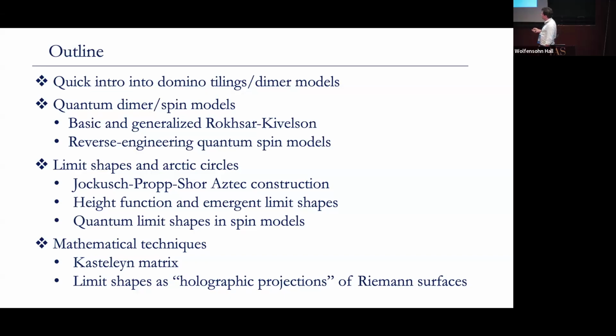And mention some very curious results, which started with the work by Peter Shor, Prop, and Jakush, which basically suggests that the phases in some models depend on the boundary conditions, which kind of goes contrary to the thermodynamic limit idea. So we'll talk about that. And then I'll try to transplant these interesting results to quantum spin models and talk perhaps about some mathematical techniques which are really, really interesting.